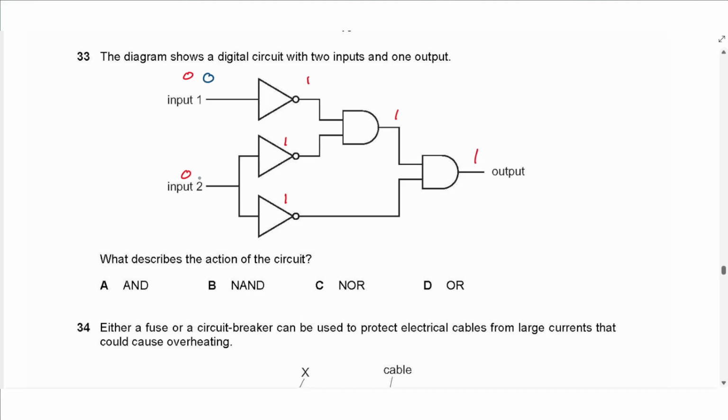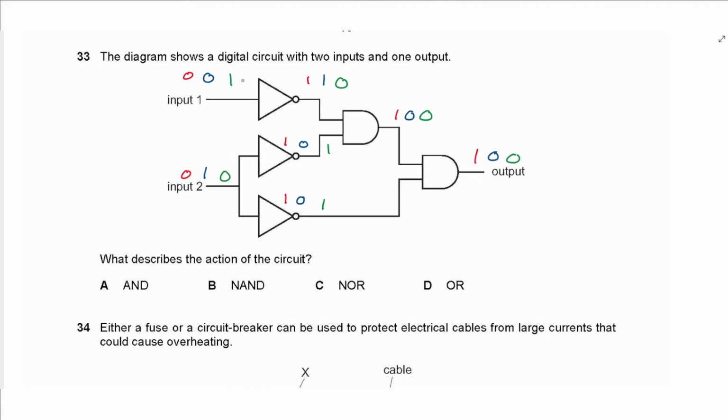Now we try 0 and 1. Again, we will get 1 from the upper one, and 2 zeros from these. 0 and 1 from an AND gate will give us 0. 0 and 0 through an AND gate gives 0. Now we try 1 and 0. 1 will be converted to 0. 0 will be changed to 1 here. So 1 and 0 again, that will give us 0. 0 and 1 through an AND gate will give us 0.